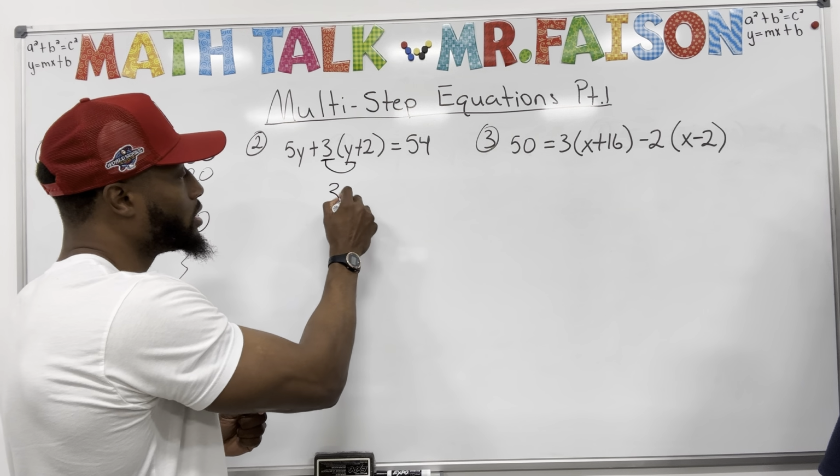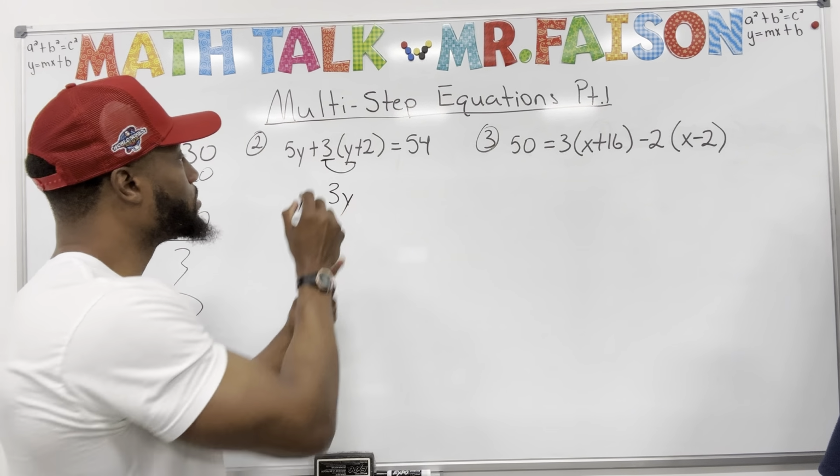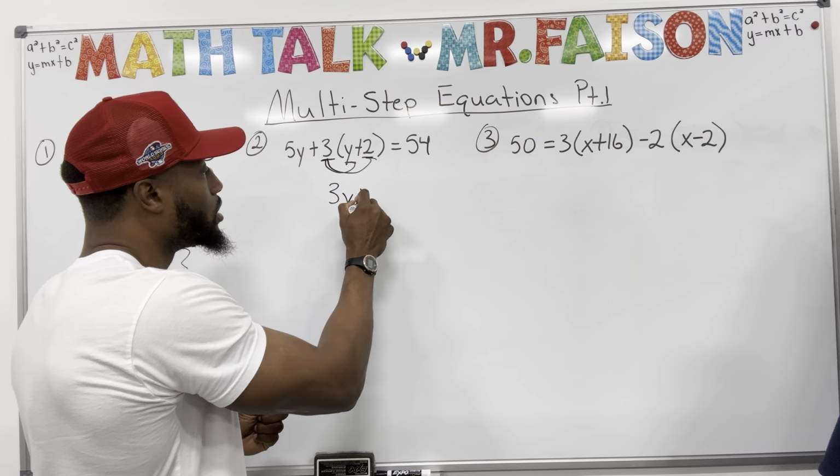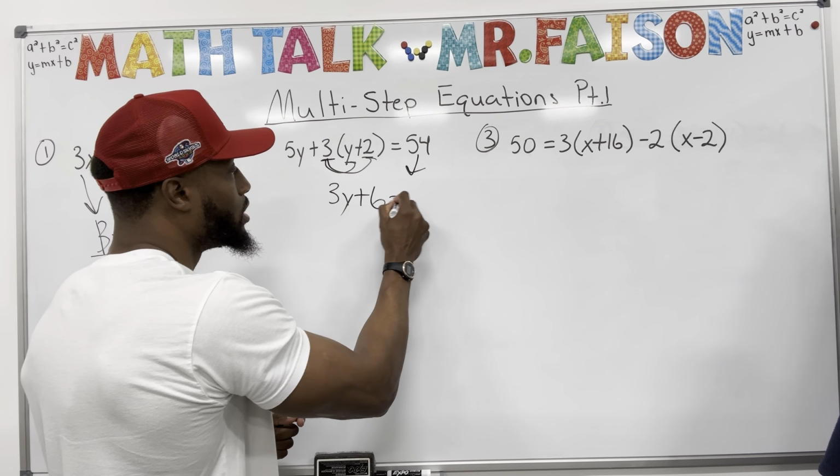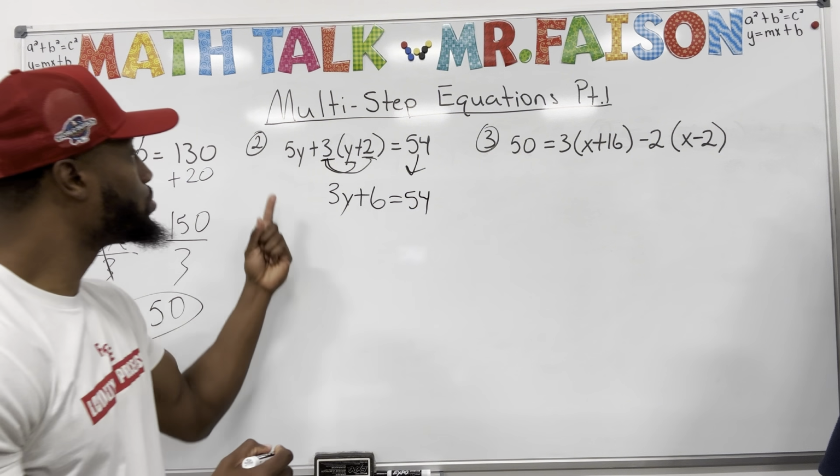3 times y is 3y. 3 times 2. That's going to give me 6. Then you bring this down. Equals 54. And I'm also bringing this 5y down.